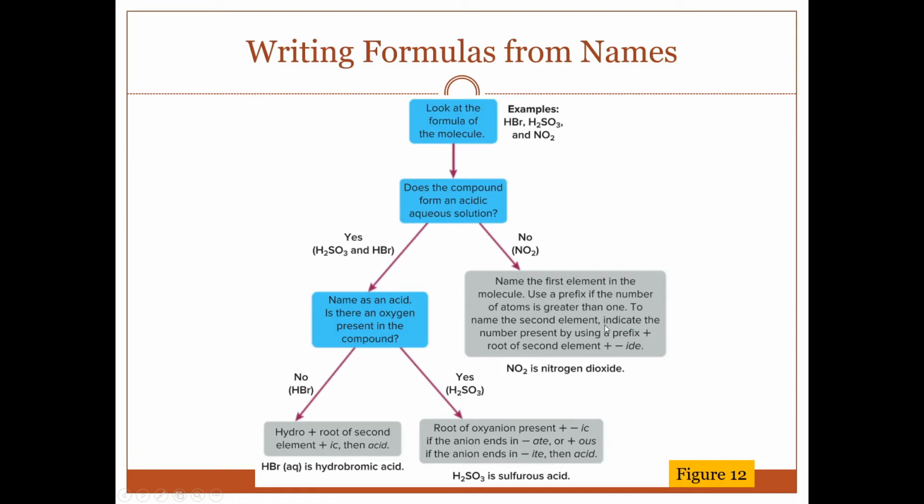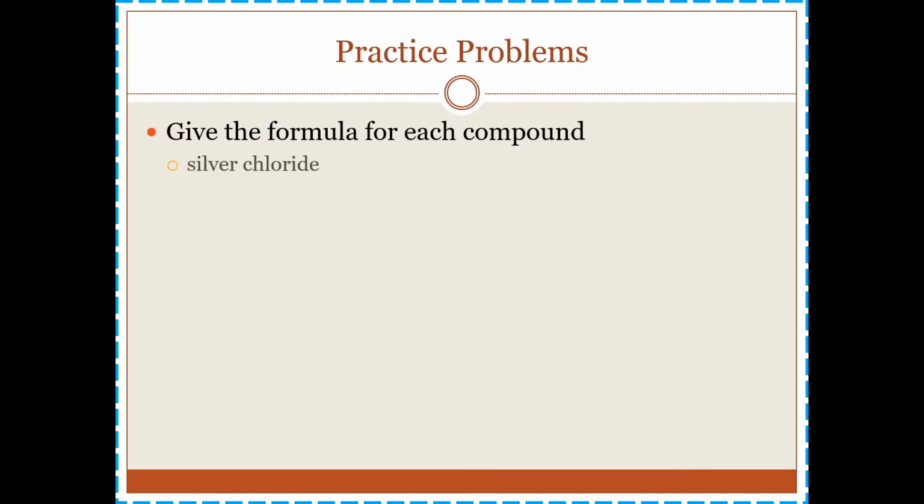Now for the second element, see how many there are for the prefix. So if there's 1, 2, or 3, so mono, di, or tri. Then use the root word of the second element. Then add the suffix "ide" at the end. So nitrogen, di, meaning 2, ox, from oxygen, and then we're finishing with "ide." Nitrogen dioxide. Alright, so here's some practice problems.